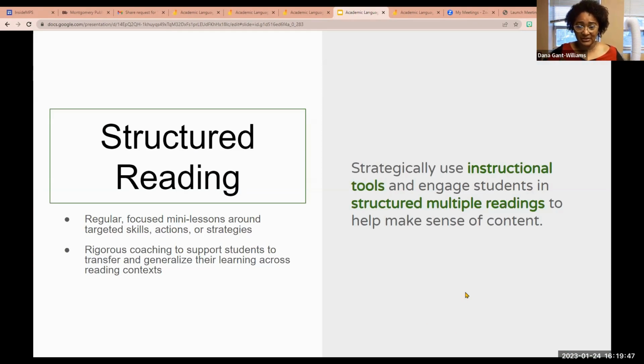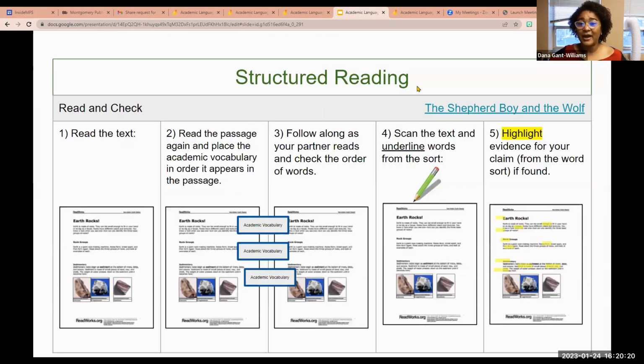The next round is structured reading. So you guys participated on January 3rd in a turnaround training on close reading. So this is just another strategy to help implement close reading, because your students may not necessarily be able to circle and underline and annotate on their own. But these steps in the structured reading process will help students get to that point if your students are not prepared to do close reading on their own. So as you said, the story is basically the boy who cried wolf, or the shepherd boy and the wolf, as is listed in ReadWorks.